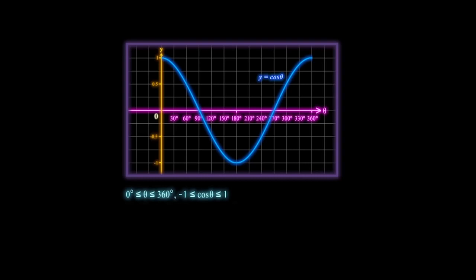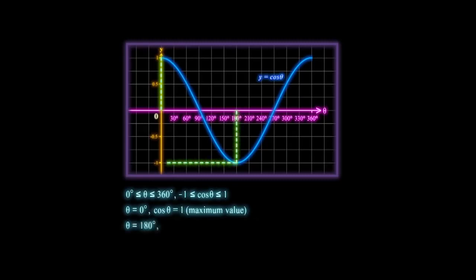This is the graph of the cosine function. We can observe that when angle theta is equal to 0 degrees, cosine theta is equal to 1. This is the maximum value of cosine theta. When angle theta is equal to 180 degrees, cosine theta is equal to -1. This is the minimum value of cosine theta.